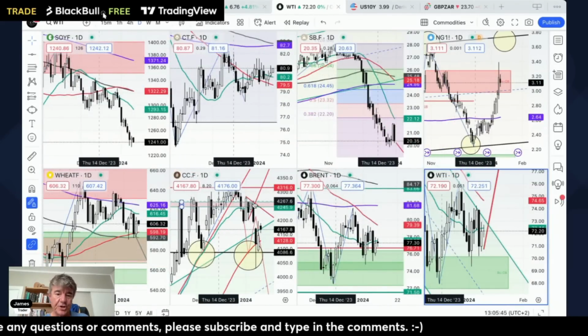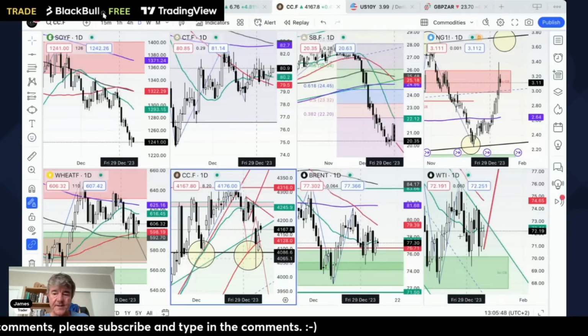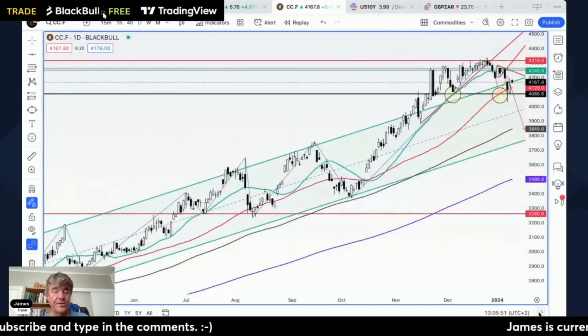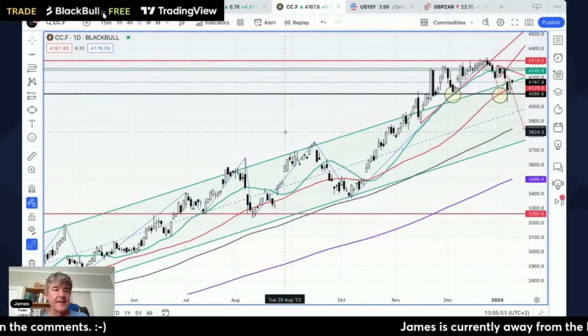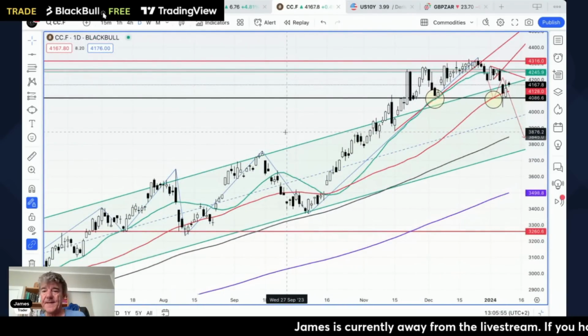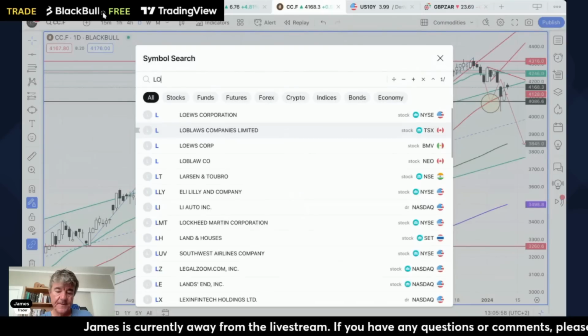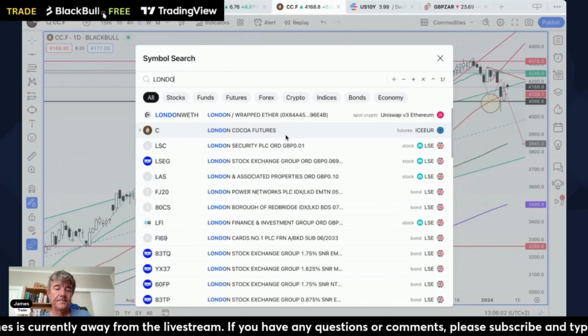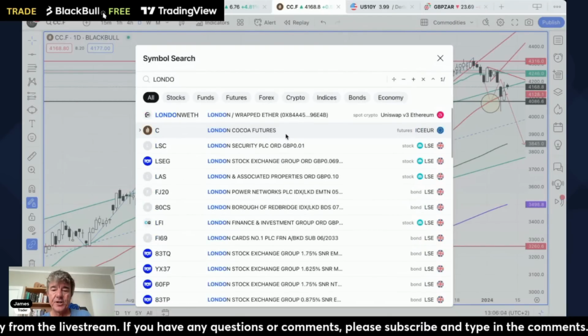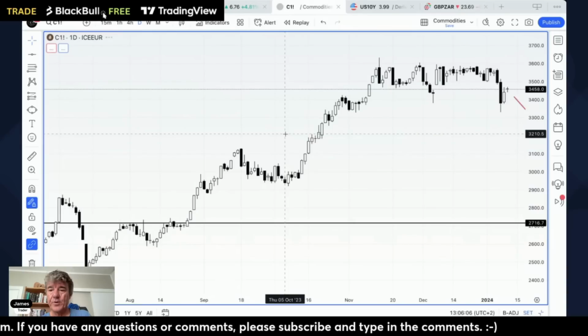And then London cocoa, we're short. This is US cocoa. We have nothing on soya, nothing on wheat, none of those I'm going to talk about. This is US cocoa, and that's dropping down nicely. We're not in this one because I can't trade this, but let's have a look at London cocoa. And this is the one that we're short on.